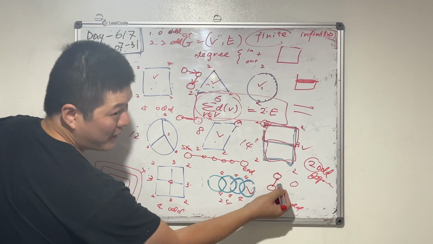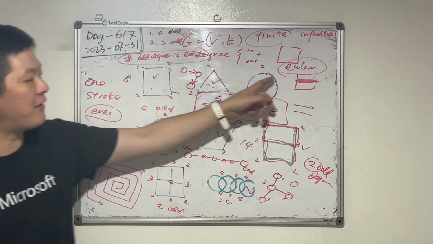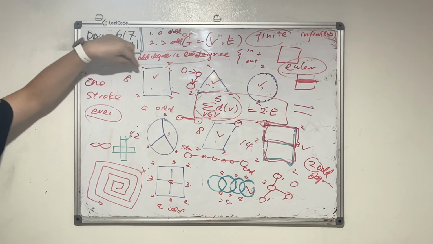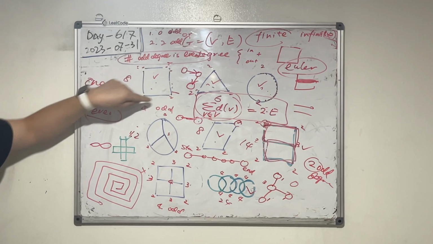A Euler path is a one stroke. If we can draw the shape using one stroke, then that's a Euler path. If we are able to start from one vertex and finish in the same vertex, then we call it a Euler cycle or Euler circuit. If every vertex in a graph has an even number of degrees, then we have a Euler cycle because we can start from any position and come back to it.